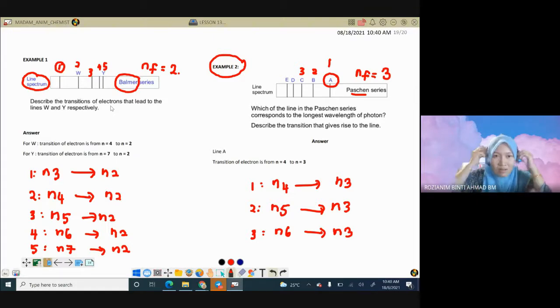Okay, so it says the transition of the electron from W. W means line number 2, so it moves from 4 to 2. Y is line number 5, from 7 to 2. For question 2, it asks about the partition, which corresponding line has the longest wavelength.